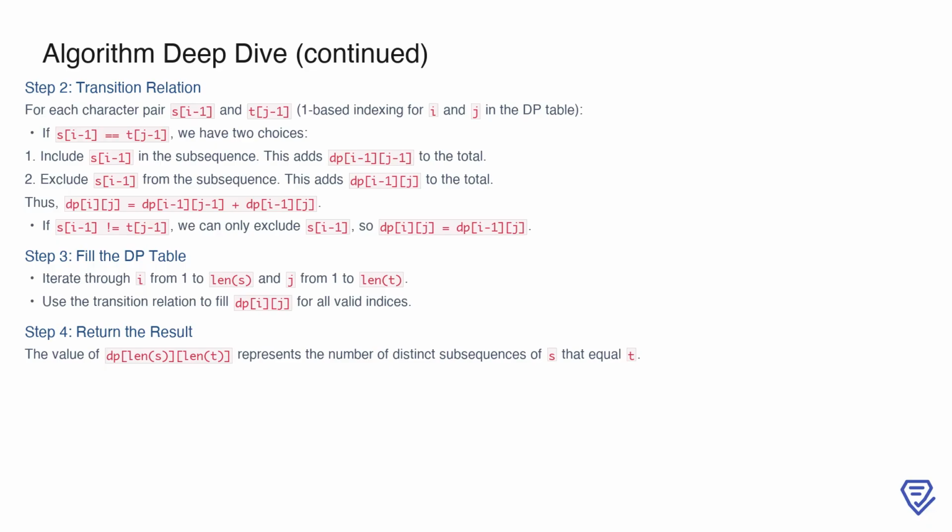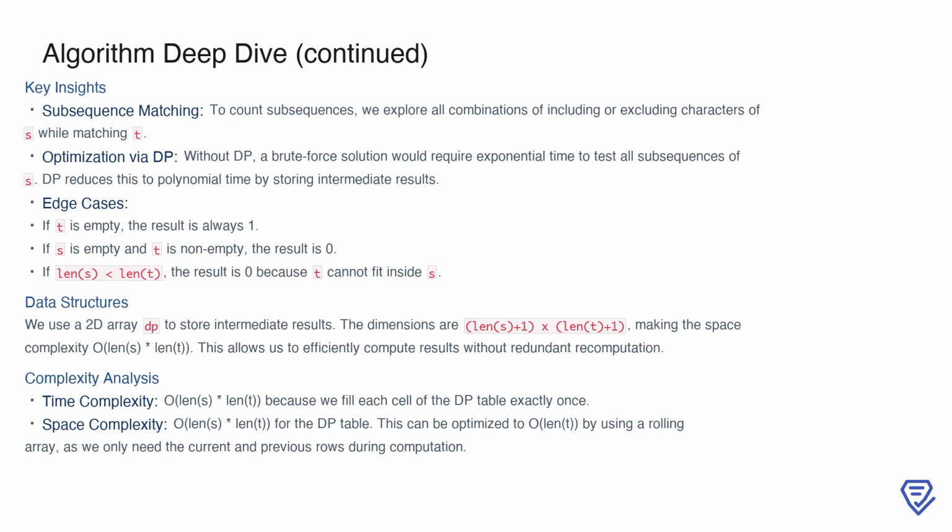Once the table is filled, the final result, which is the number of distinct subsequences of S that equal T, will be stored in DP[len(S)][len(T)]. This approach provides several key insights.